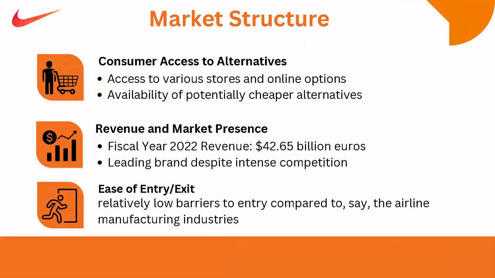Here the location of stores is also a critical factor in the industry, as companies strive to find locations that generate the most sales and revenue. This competition also extends to both physical stores and online platforms. The sportswear industry has relatively low barriers to entry compared to, say, the airline and automobile manufacturing industries. This is more in line with monopolistic competition, where new firms can enter the market without significant obstacles. This aligns with the characteristics of monopolistic competition, where firms differentiate their products to gain a competitive edge. Despite this, Nike has managed to maintain its position as a leading brand.